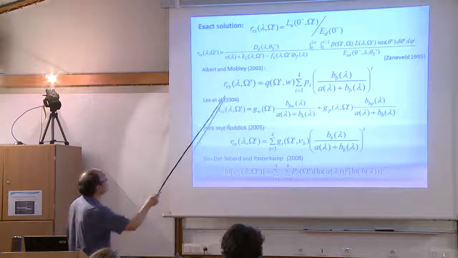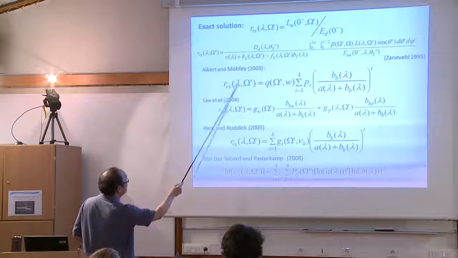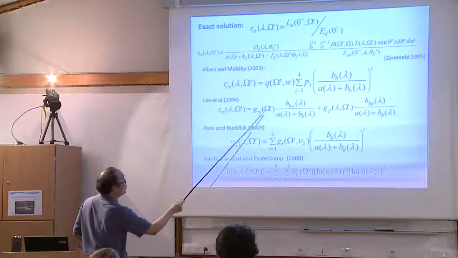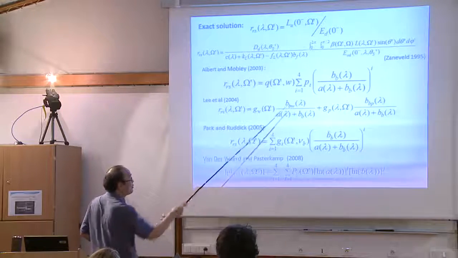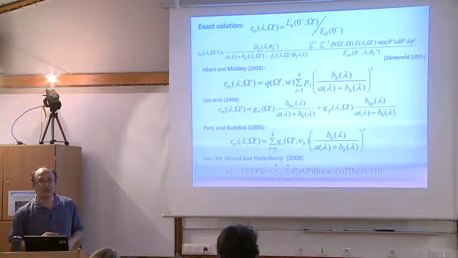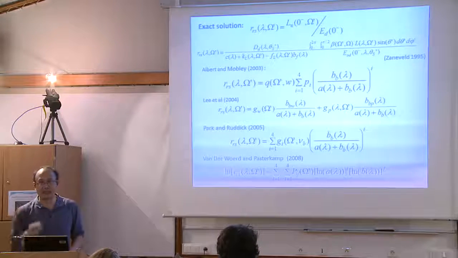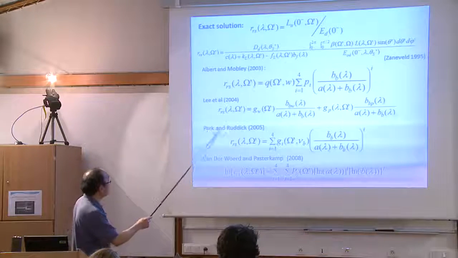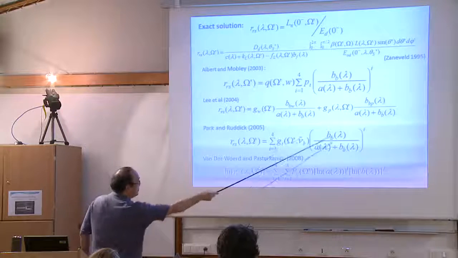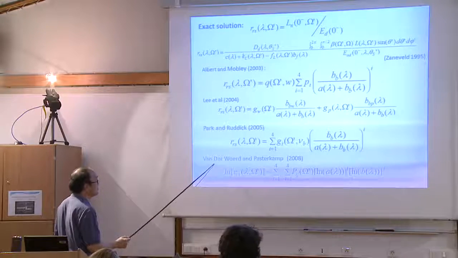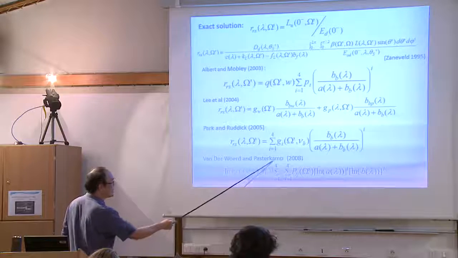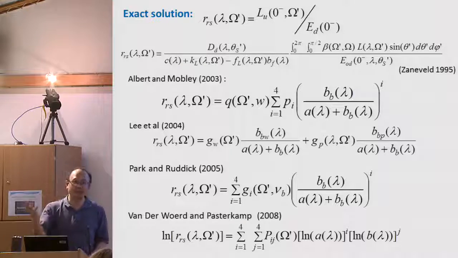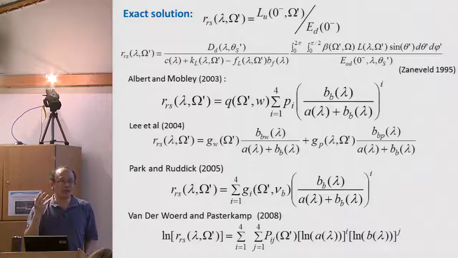For instance, here's the Albert and Mobley 2003 paper. It gives remote sensing reflectance with these coefficients. Basically, it's bb over a plus bb to the power of 4, basically a power series. Then here's Park and Ruddick, also a power of 4. And here is Van der Woerd and Pasterkamp, also a power of 4. Now, you see, these are basic general relationships.